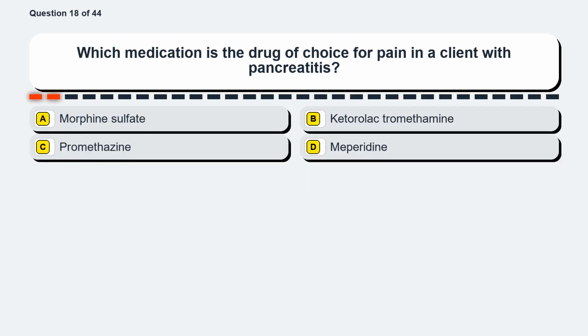Question 18. Which medication is the drug of choice for pain in a client with pancreatitis? Option A, morphine sulfate. Option B, ketorolac tromethamine. Option C, promethazine. Option D, meperidine.